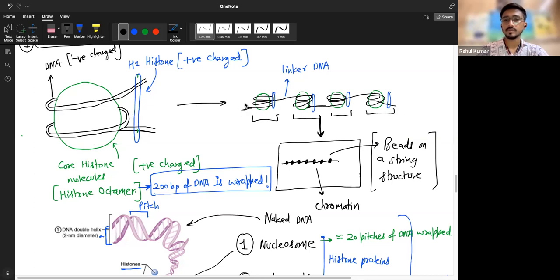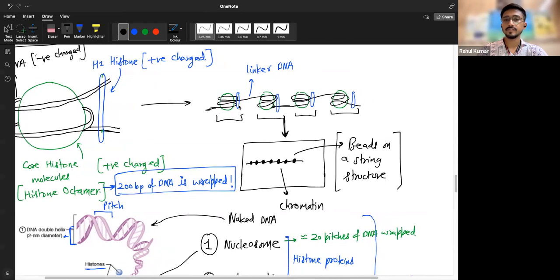Now, in this kind of structure where DNA is wrapped around the octamer, there is some DNA in between which is left. Now, this DNA is left between two nucleosomes. So this structure of a DNA wrapped around the histone octamer and clipped by the H1 histone is known as nucleosome, right? This structure is called a nucleosome. Correct, everyone?